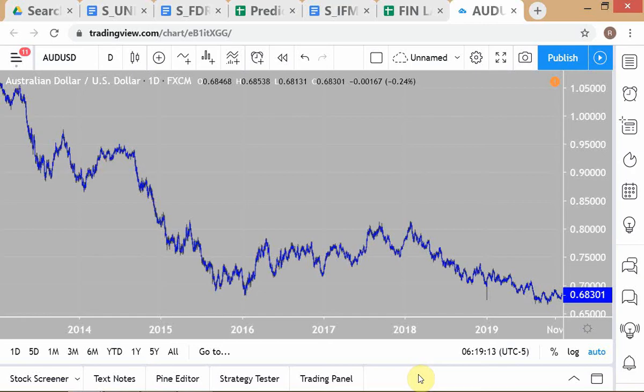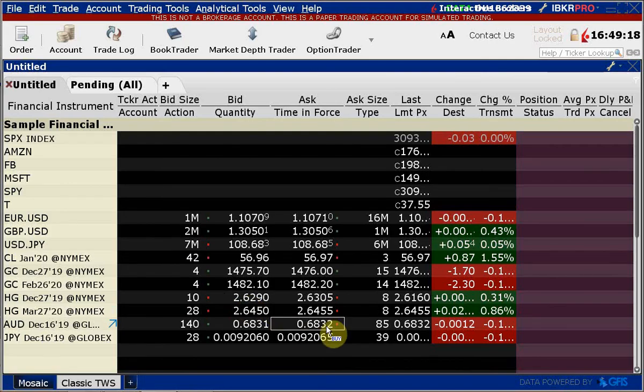Okay, so here 0.68, you can see the figure here also. 0.6831 means each Aussie buys 68 US cents, 68.31 US cents. So the US dollar is the terms asset. This means that each one Australian dollar buys 68.31 US cents, or you can say 0.6831 US dollars, because 100 cents is equal to $1.